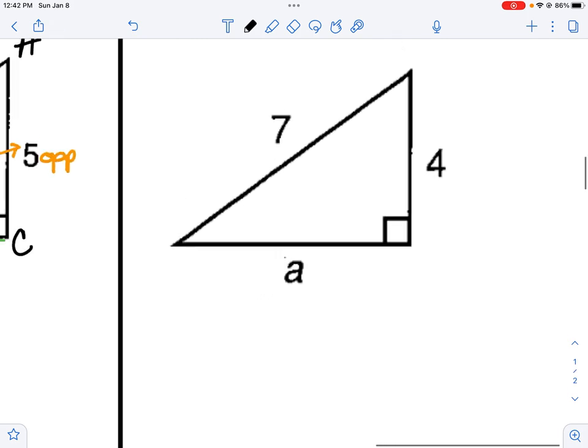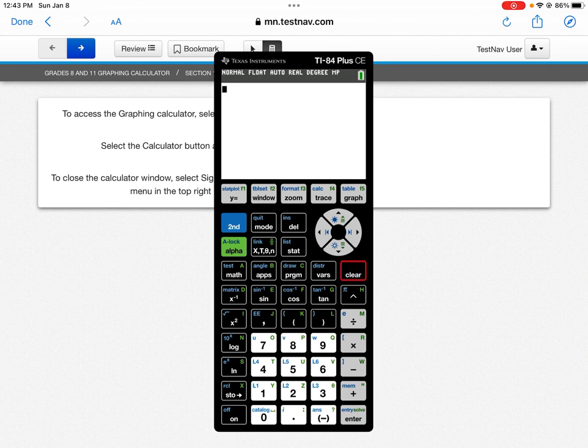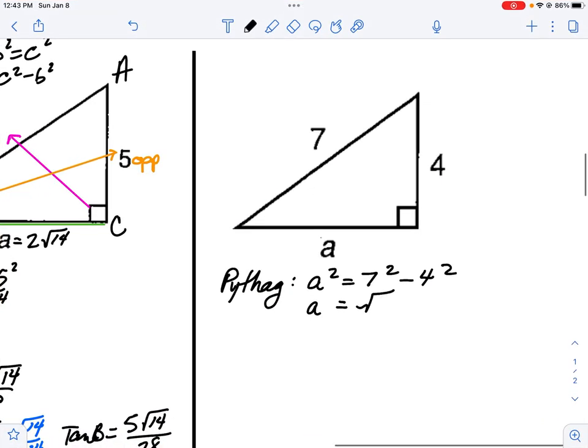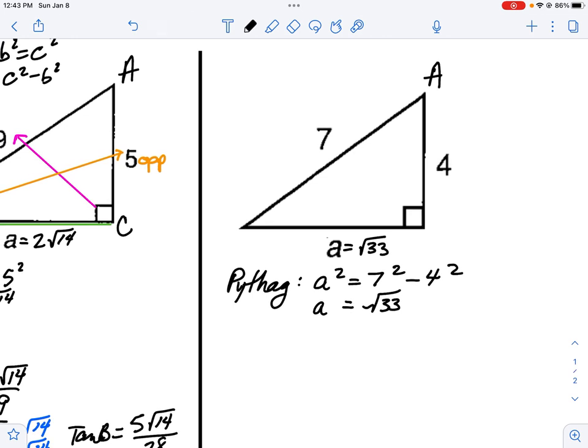So this one, first we needed to use the Pythagorean theorem to find a. So it's going to be a squared is equal to 7 squared minus 4 squared. 7 squared minus 4 squared is 33, so a is the square root of 33. And since that's letter A down there, that's got to be letter A up there. So let's go ahead and make this B and make this C.